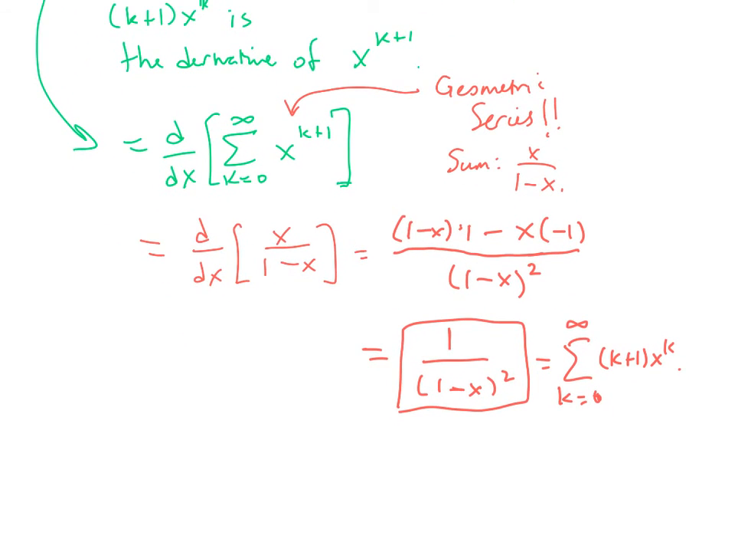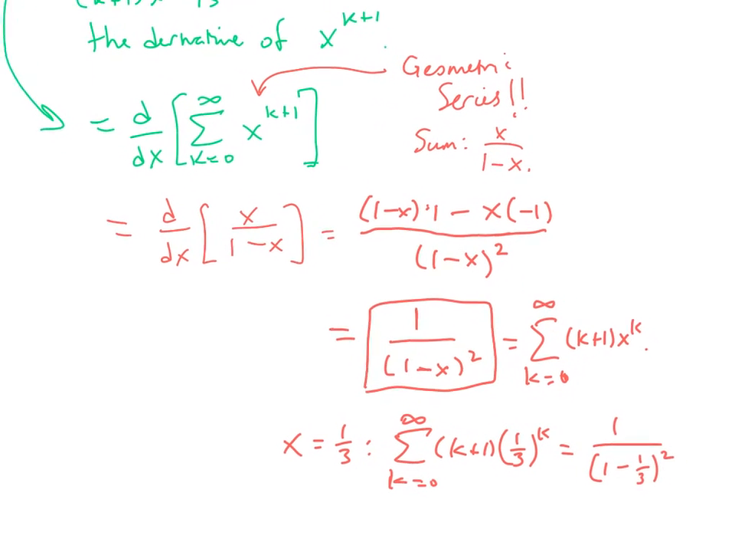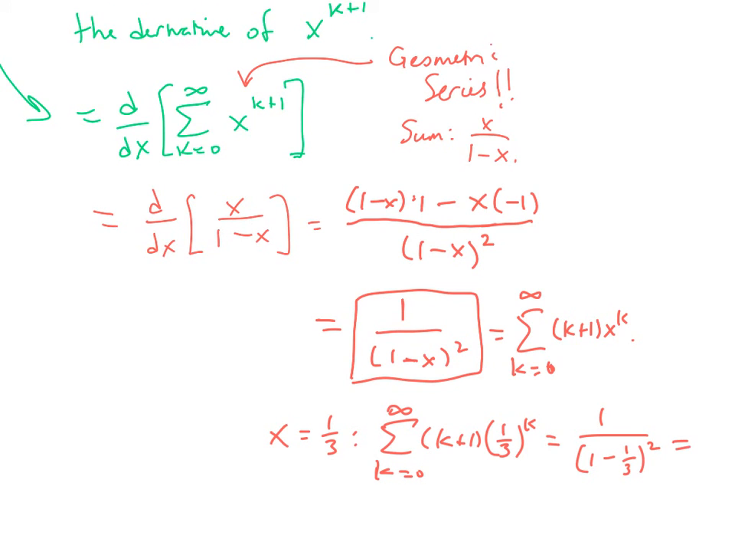And when x is equal to 1/3, this gives me the sum from k equals 0 to infinity of k plus 1, 1/3 to the k. That is equal to 1 over 1 minus x, that's 1/3, squared. Well, that's 1 over 2/3 squared, which is exactly 9 over 4. Same thing we got earlier.